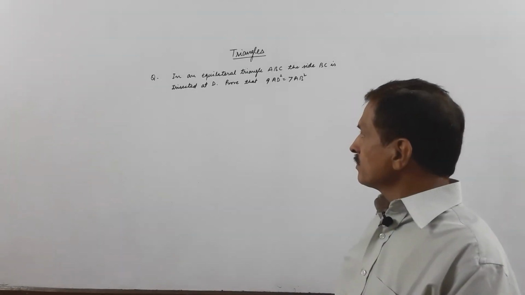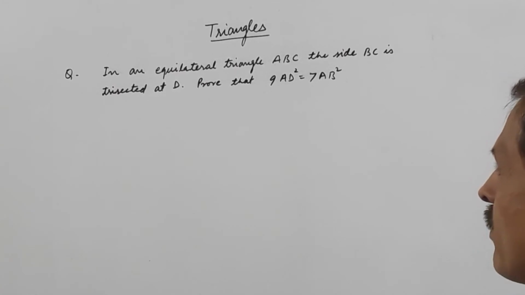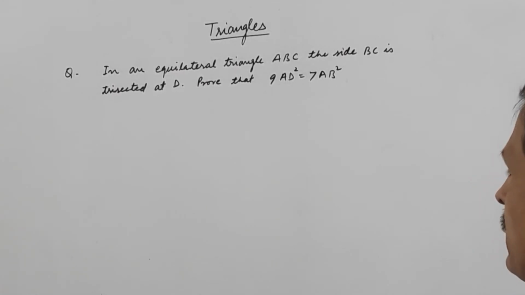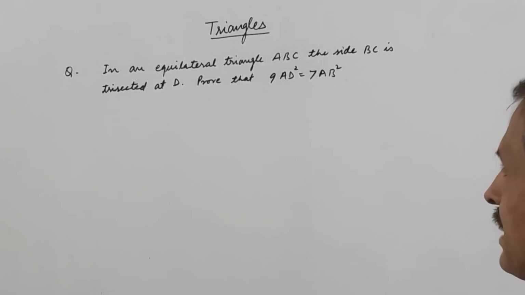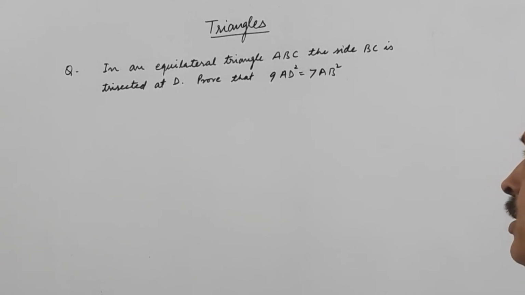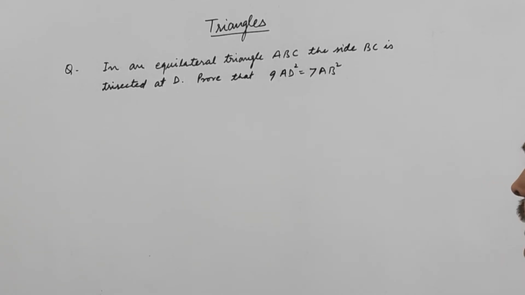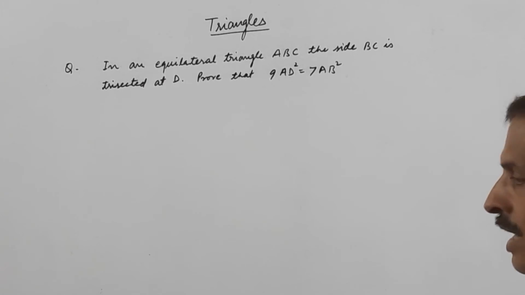Next question. In an equilateral triangle ABC, the side BC is trisected at D. Prove that 9AD² is equal to 7AB².